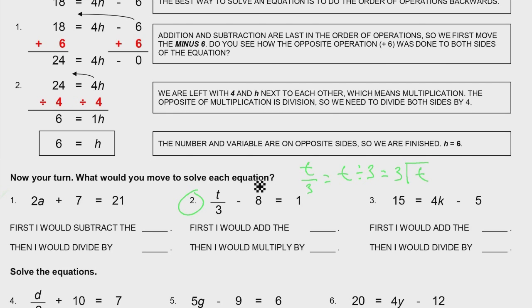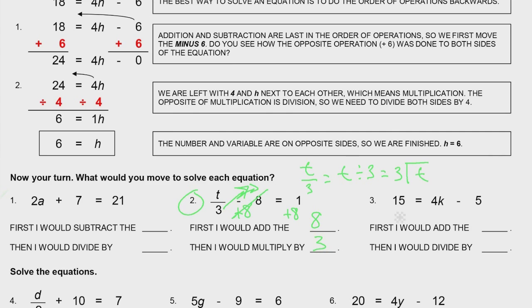Our example told us to move the number with addition and subtraction first, so we know we're going to move the minus 8. And the opposite of a minus 8 is a plus 8. And it says right here, first I would add the 8. And you would add 8 to both sides. Well, after the 8's gone, you would need to move this 3. And we just talked about it. The opposite of division is multiplication. It says then I would multiply by 3. So there's problem 2.